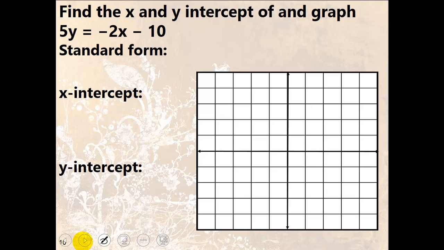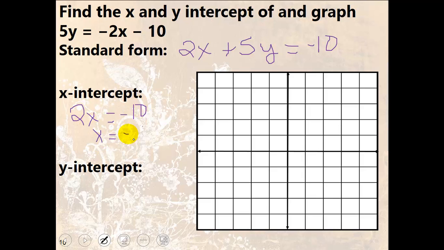Now we're going to use this technique and we're going to find the x and y intercepts and graph 5y minus... equals negative 2x minus 10. I'm going to get my x over to the other side by adding. I'm going to find my x-intercept. So 2x equals negative 10, x equals negative 5, so that is negative 5, 0.